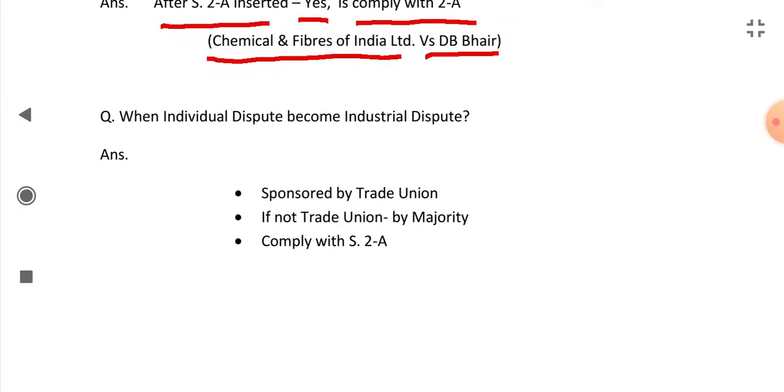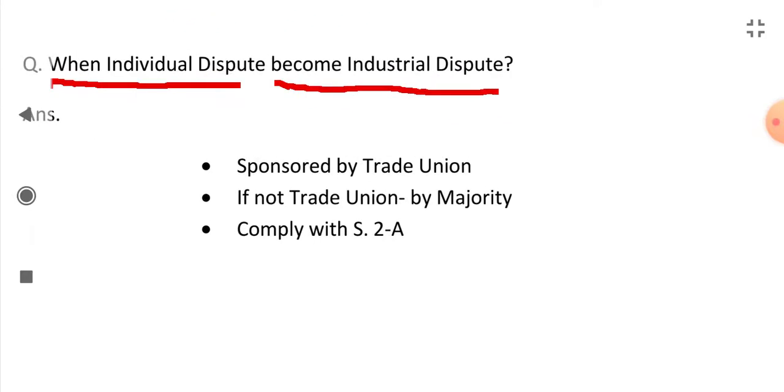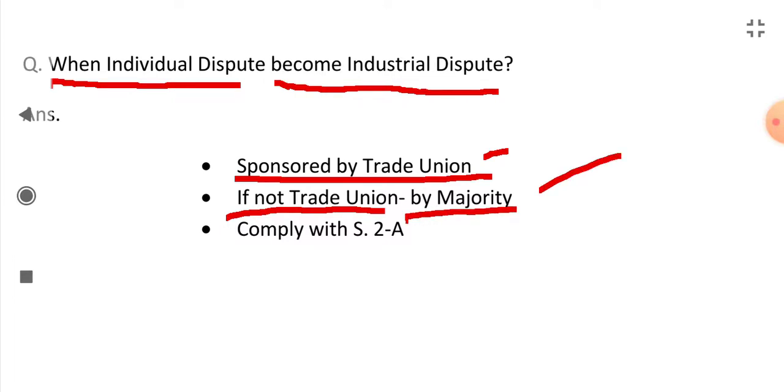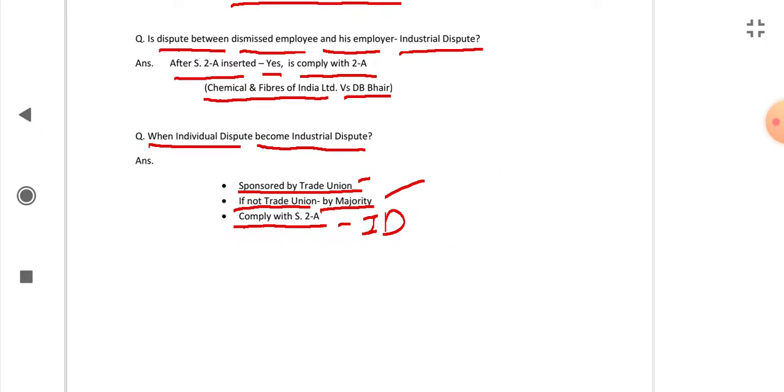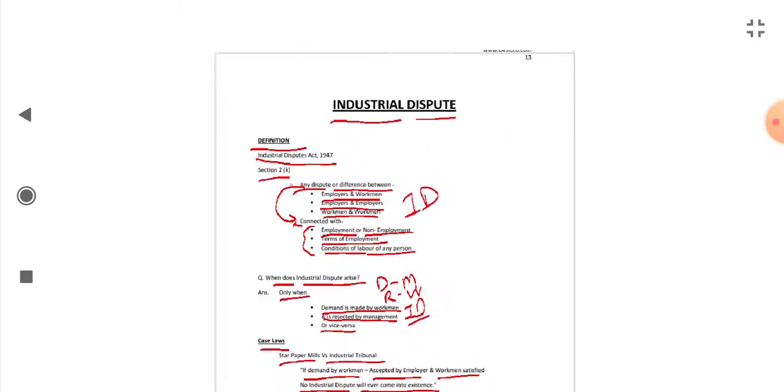So in what conditions does an individual dispute become an industrial dispute? Either it is sponsored by a trade union, then it will become an industrial dispute, or if it is not sponsored by the trade union, then it should be supported by the majority, and then it will become an industrial dispute. Or if the individual dispute complies with the requirements of section 2A, then also it will become an industrial dispute. So this was industrial dispute.